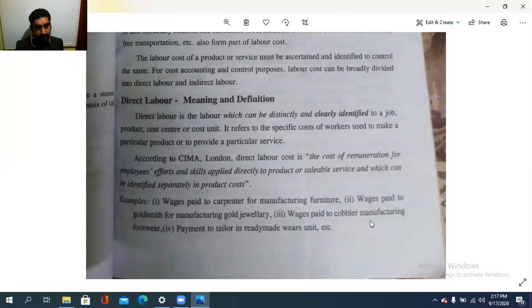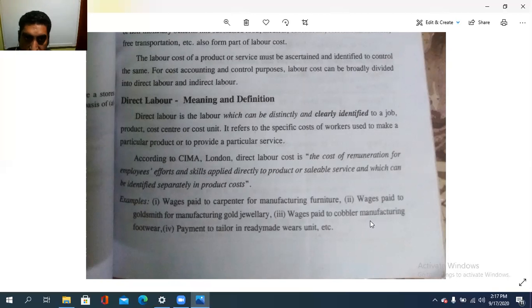So very simple this one, but you need to understand and check in detail each and every term. So direct labor. Direct labor is the labor which can be distinctly and clearly identified to a job, a product, a cost center or a cost unit.